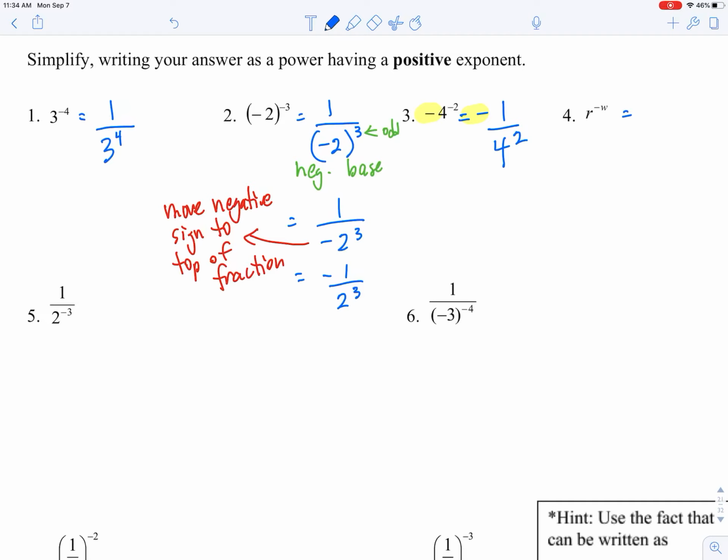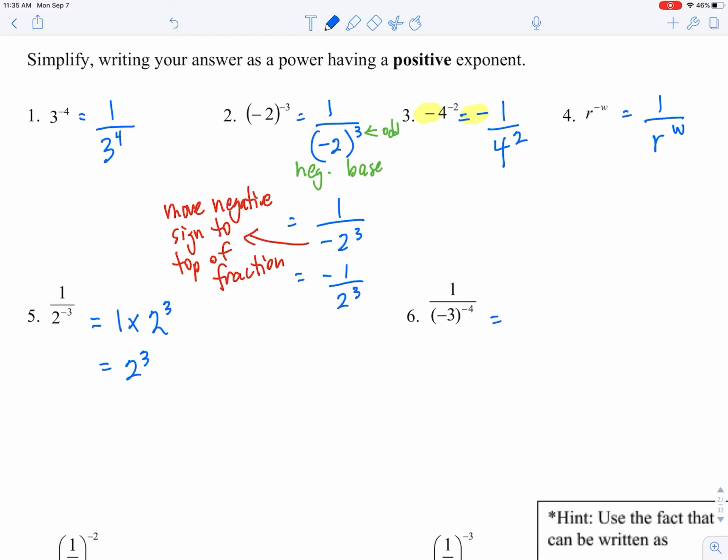Question 4, r to the minus w, 1 over r to the positive exponent. See if you can guess what this one is before I write it. We had a 2 to the negative 3 in the bottom. But remember, if it's a negative exponent in the bottom, it's just going to jump up top. So we're going to have the 1 still up there times 2 now to the positive 3, which just gives me 2 to the 3.